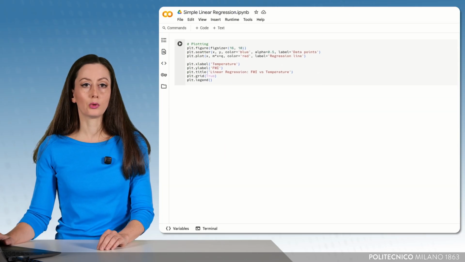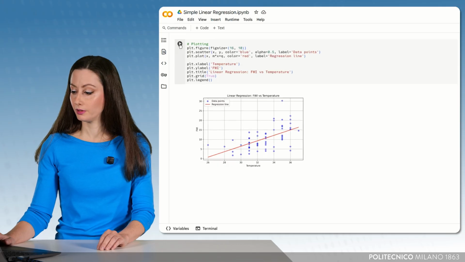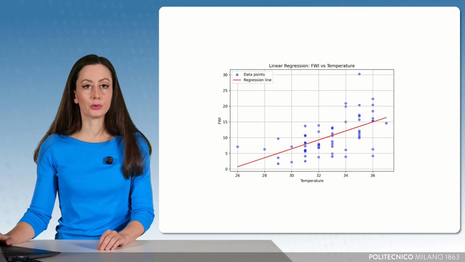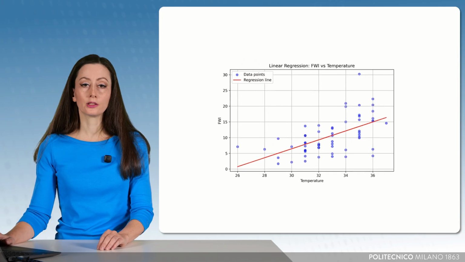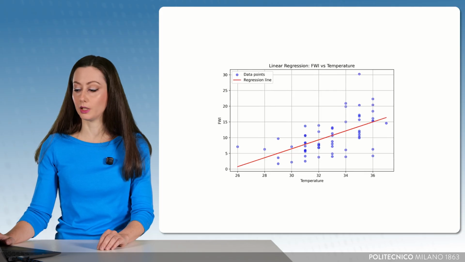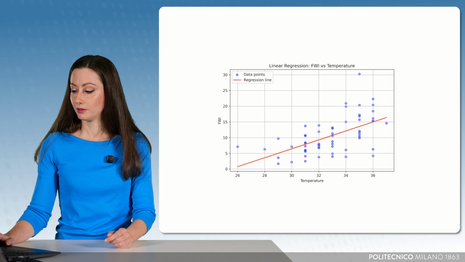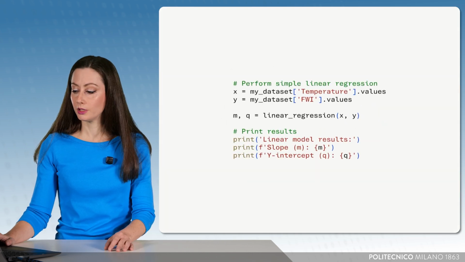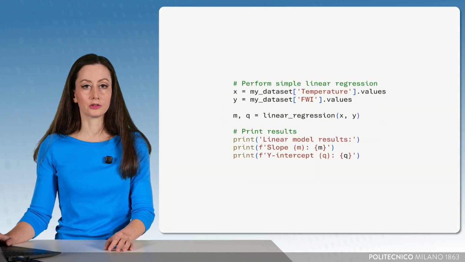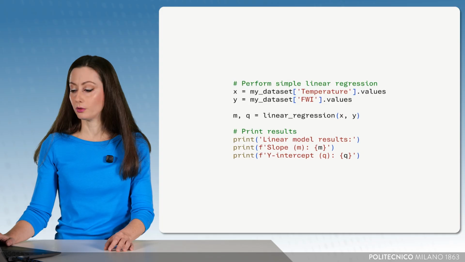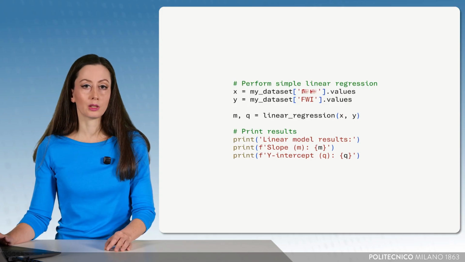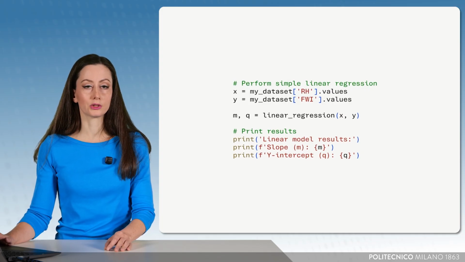Running this cell, the plot is shown in the notebook. And we can see that the slope is positive, meaning that an increase in temperature corresponds to an overall higher risk of forest fires. Now let's repeat the procedure using the relative humidity instead of the temperature. And to do so, we simply replace the string temperature with RH in the previous lines of code.